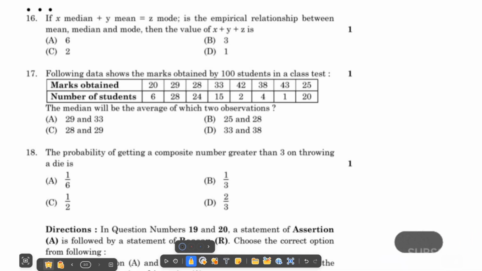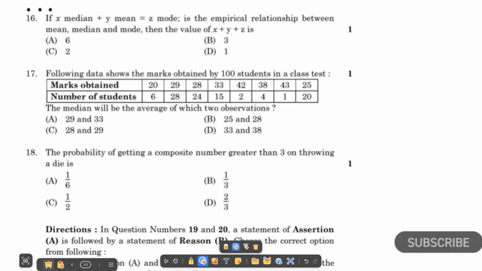Next, check the 17th question. What is the 17th question? The following data shows the marks obtained by 100 students in a class test. Here marks are given, and the number of students is given. 20 marks 6 students, 29 marks 28 students, 28 marks 24 students, 33 marks 15 students, 42 marks 2 students, 38 marks 4 students, 43 marks 1 student, 25 marks 20 students.